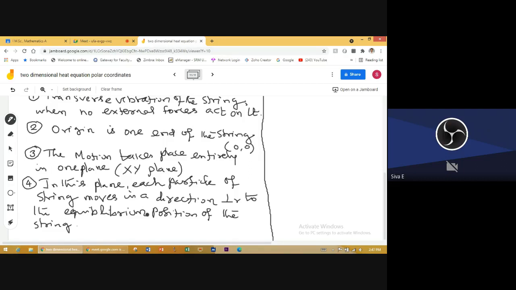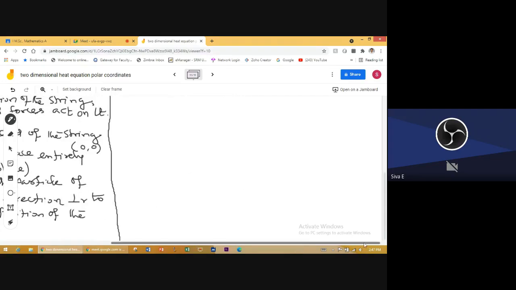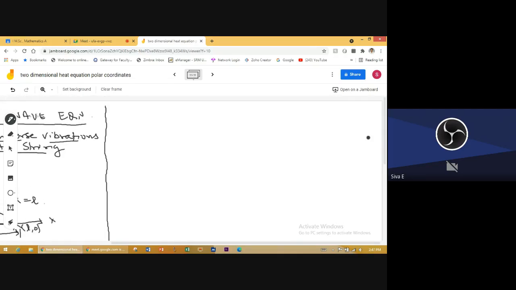Already I told this MCQ actually when I started the class. That means in the first class of one-dimensional wave equation, I explained what is called the equilibrium position. What is called the equilibrium position? Anybody? Equilibrium position is called the rest position of the string. That means the string is lying on the x-axis. That position is called the equilibrium position of the string.